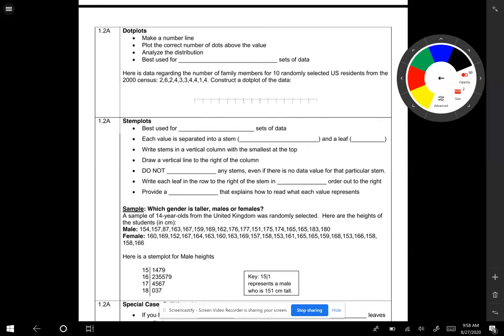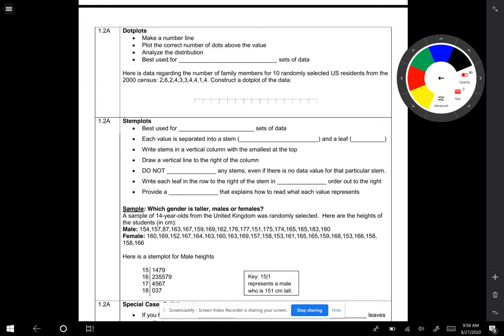Hello, stat students. Last time we talked about quantitative data and how to find the measure of central tendency and spread and how to interpret those. Today, we're going to talk about how to display quantitative data, and we're going to display it in dot plots, stem plots, histograms, and box plots.